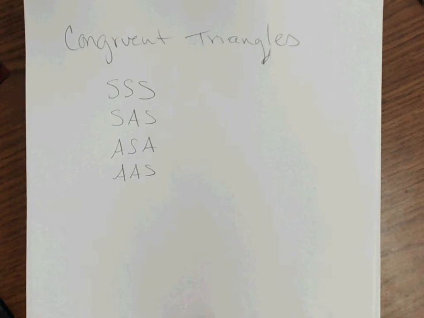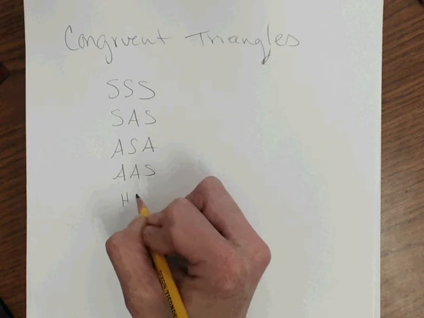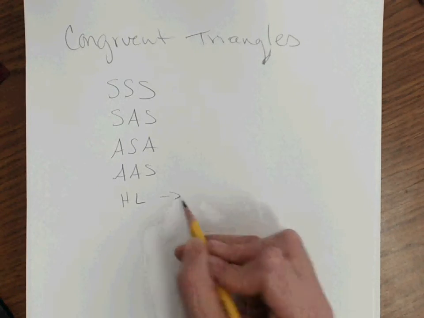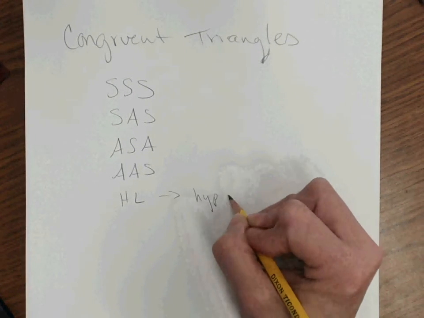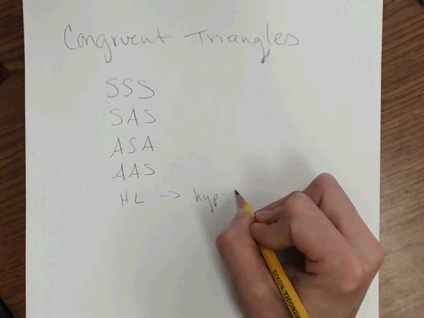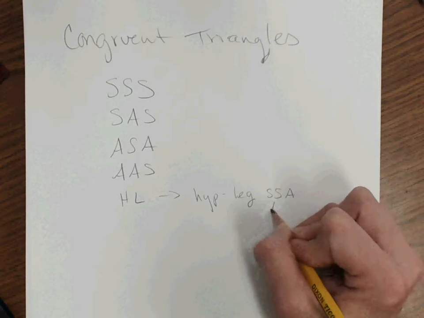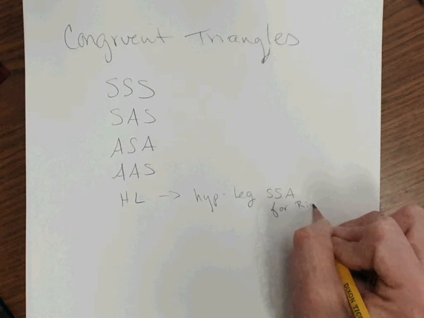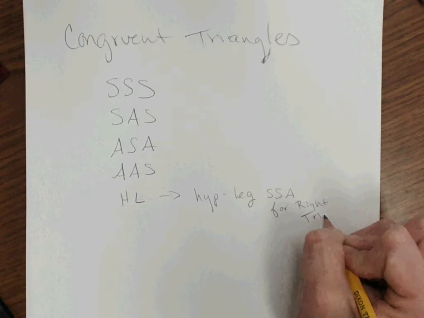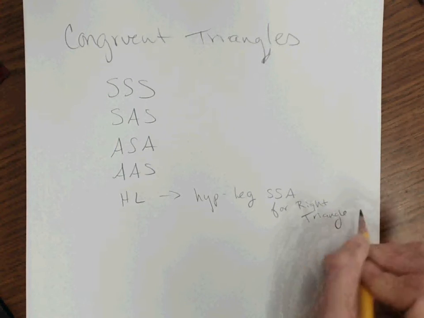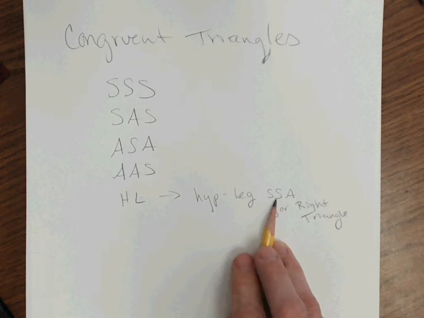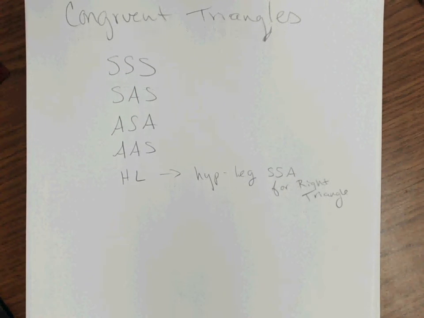Angle, angle, side. And then the one that we looked at very briefly, but not in a lot of detail, was hypotenuse, leg. Hypotenuse, leg. And this is that side, side, angle for a right triangle. Because really, if you have 2 sides of a right triangle, and you know that their angles are all the same, then you can find the third. It's just a quick way to not have to find your missing side length.